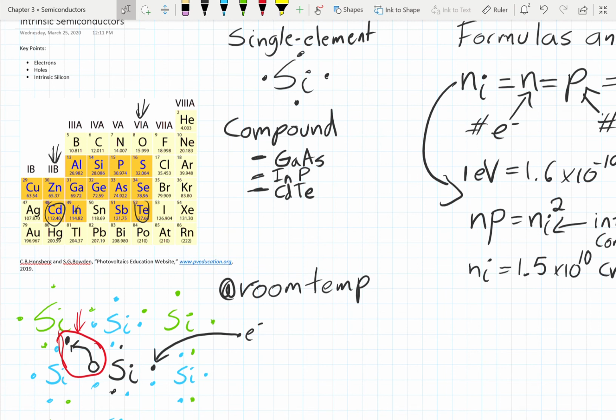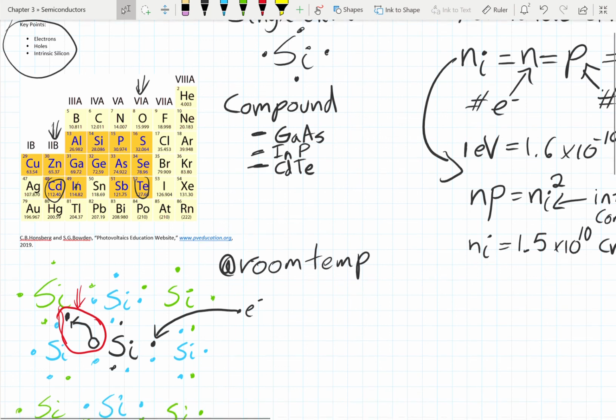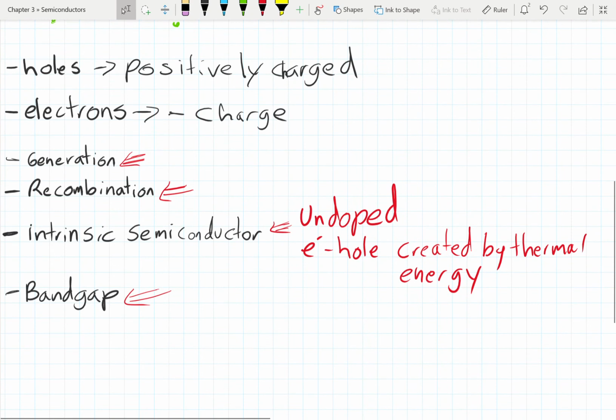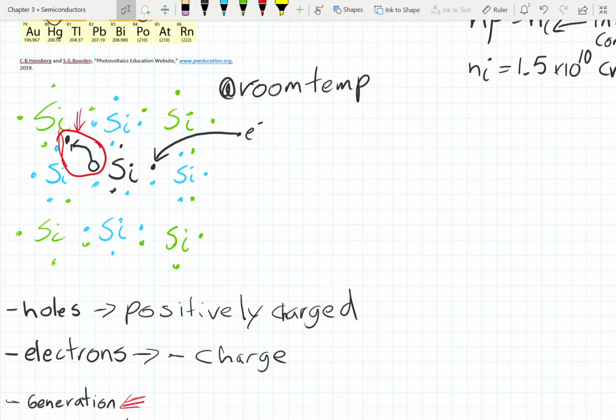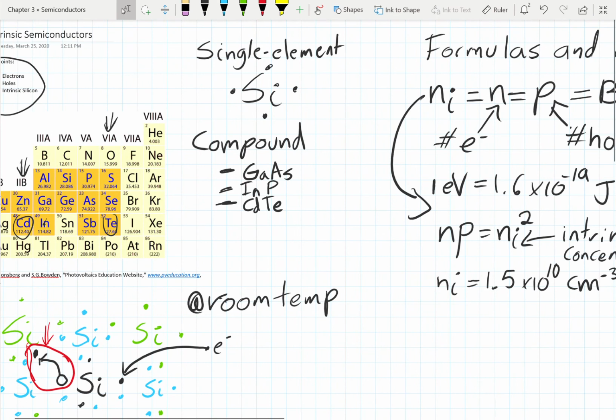So important things to know, here in key points: electrons are negatively charged, holes are positively charged. We call electrons and holes carriers. And what's intrinsic silicon? You know that intrinsic silicon is undoped silicon, and the electron-hole pairs created inside of it are just created by thermal energy. So you don't have any outside thing creating this. We're going to cover a little bit more of this in the next video on doped silicon, which is chapter 3.2.